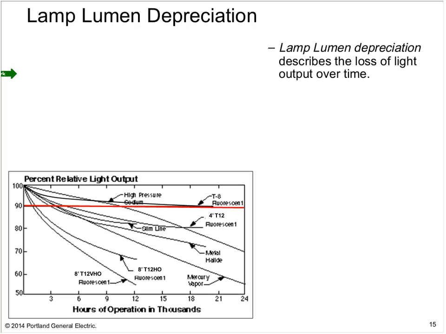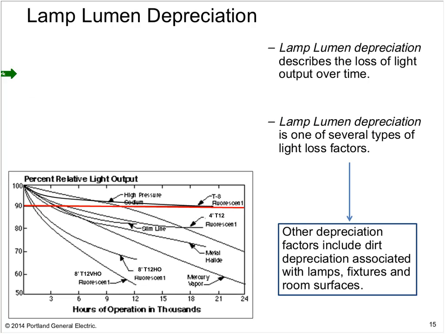Now in this messy graph, you're going to see different light sources that are commonly used today go well below that 90%. Your 8-foot T12s, your HOs and VHOs, mercury vapor, metal halide, all of these lose a lot of light. So again, you either have to way overlight the space to allow for this depreciation, or you put up with maybe 40% light loss over time. And there's other depreciation factors that we won't talk about today, but most of these involve dirt.